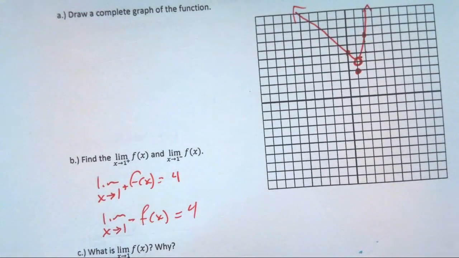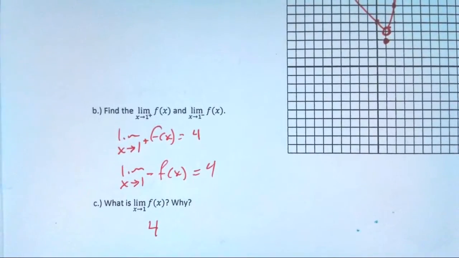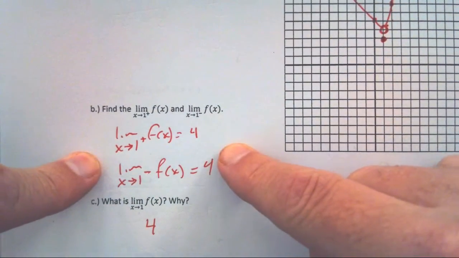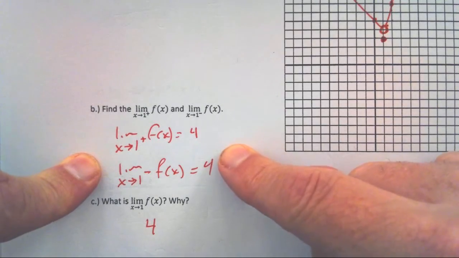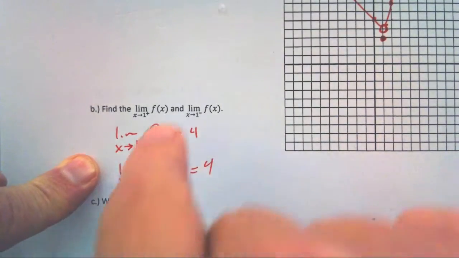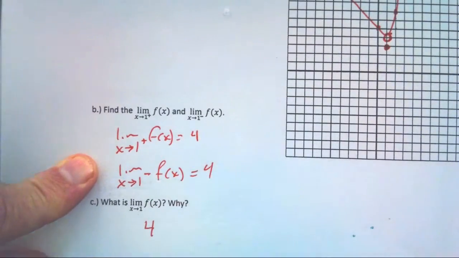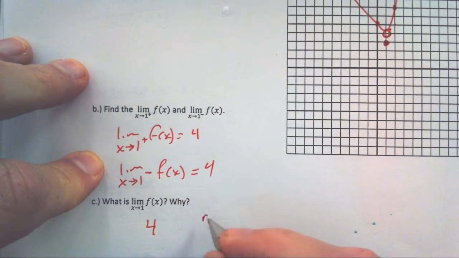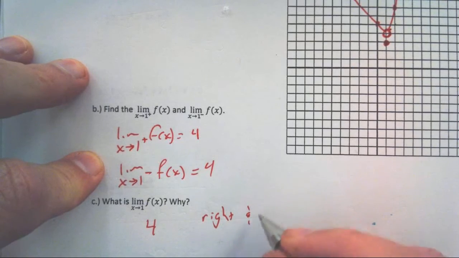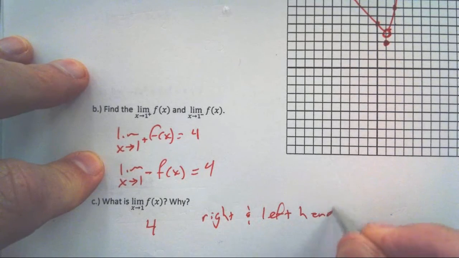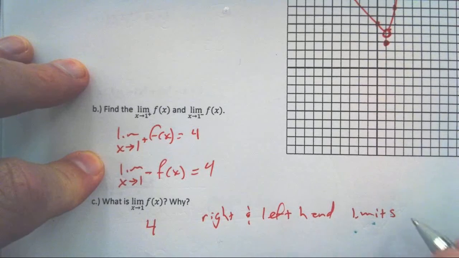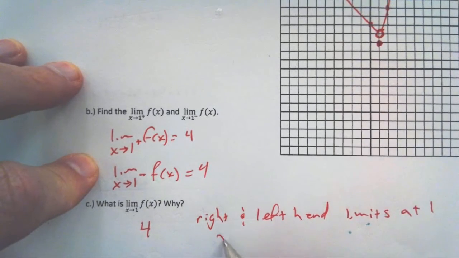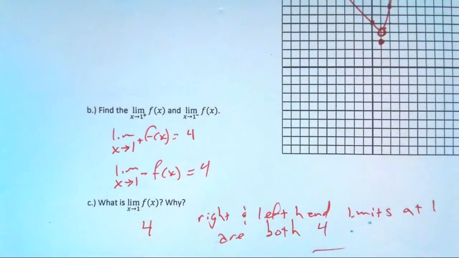What is the limit of f of x? It is 4. Why? And what I really want to say is, didn't you see what I just did here? I just showed that from the right and from the left, the limits were both 4. I'm going to say right and left hand limits at 1 are both 4. That's why.